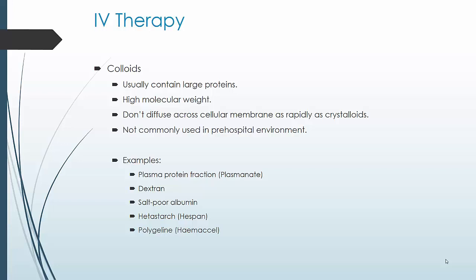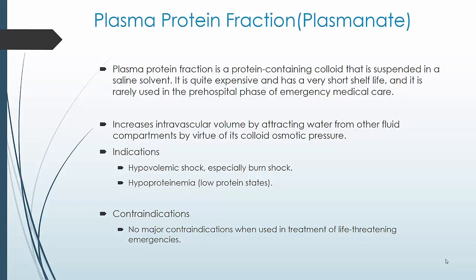So kind of your prototype here that we're going to talk about, plasma protein fraction or Plasmanate. What this is, is a protein containing colloid, and it's suspended in a saline solution. All right, it's very, very expensive, has a very short shelf life, and it's not really used pre-hospital very often. Now, how it works is it's actually going to increase that intravascular volume by attracting water from the other fluid compartments because of the osmotic pressure that it creates.